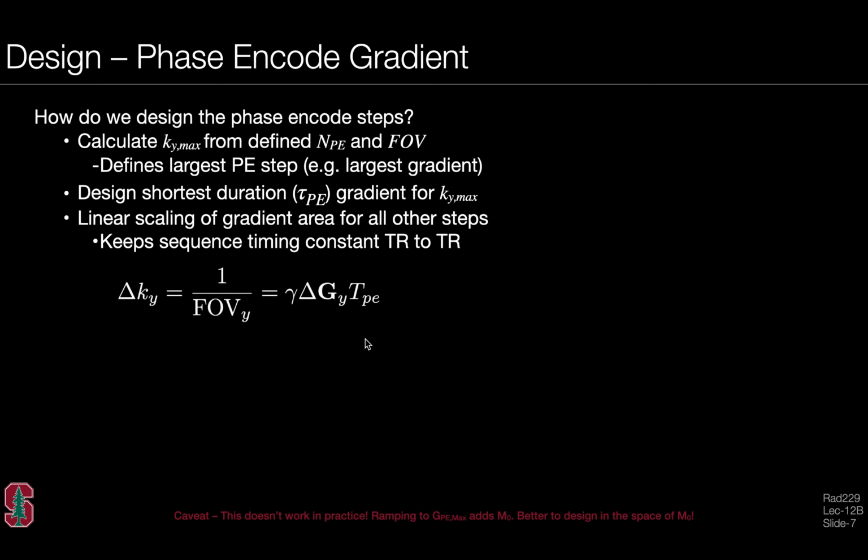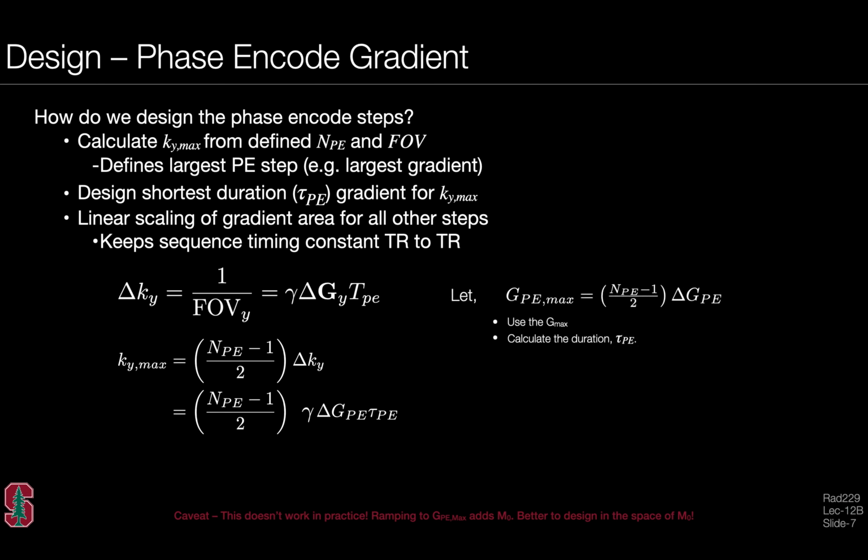So we can use the equations from the previous page to define the delta KY as a function of the delta gradient step and the duration of the phase encode gradient. We know that KY max is related to the number of phase encodes divided by 2. We offset a little bit for integers and multiply by the KY step, which is equivalent to the gradient step and the duration of the gradient waveform. So now we can simply solve this algebraic expression, perhaps using the maximum available gradient amplitude of the system, and then calculating the according phase encode duration itself.